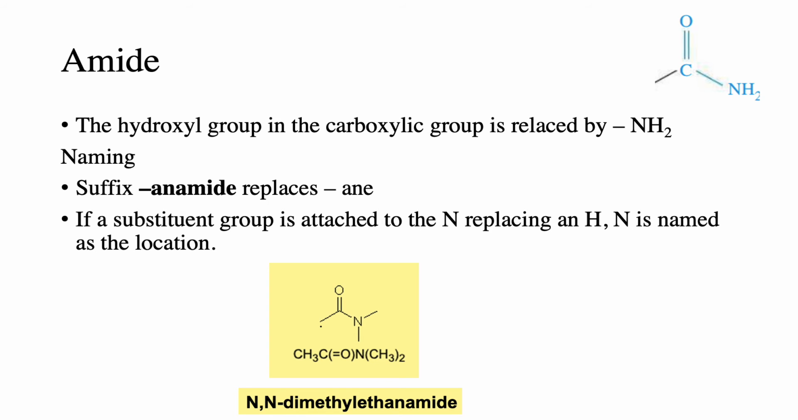And here we can see that we have 2 carbons, so ethane. But we do have the amide group right here, so we have ethanamide. And then we have 2 substituent groups attached to the N, so it's going to be dimethyl N,N. So all of that together will be N,N-dimethylethanamide.